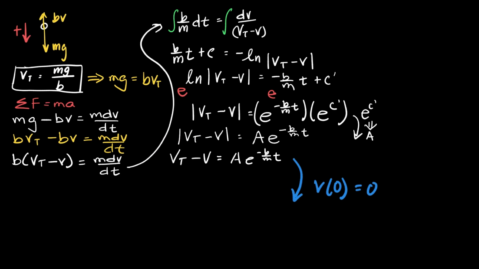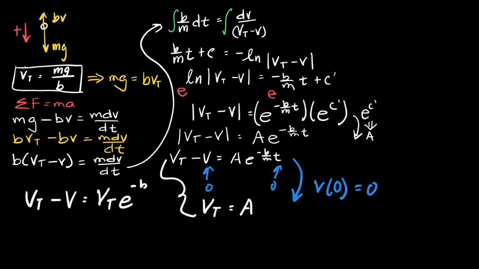If the object is released from rest, v of 0 equals 0. And so this value right here will be 0, and this value right here will also be 0. And that gives us vt is equal to a, because e to the power of 0 is just 1. Next, we're going to substitute vt for a, and that gives us vt minus v is equal to vt times e to the power of negative bt over m.